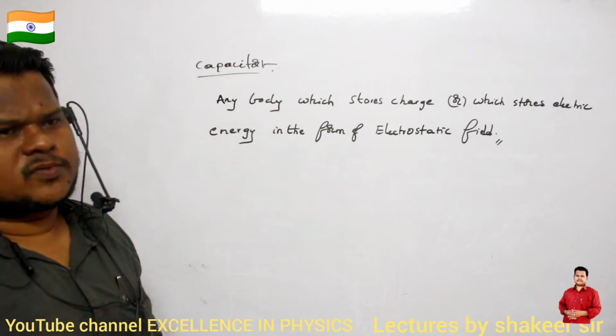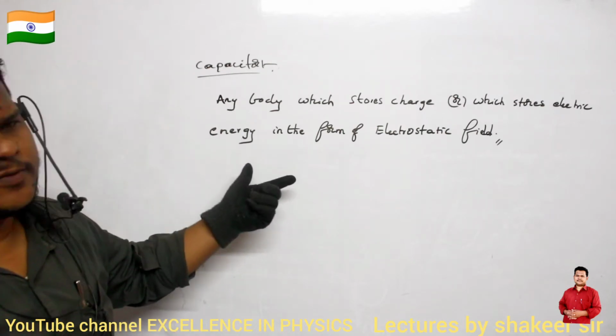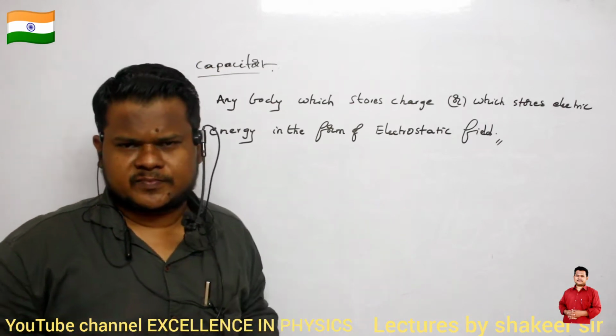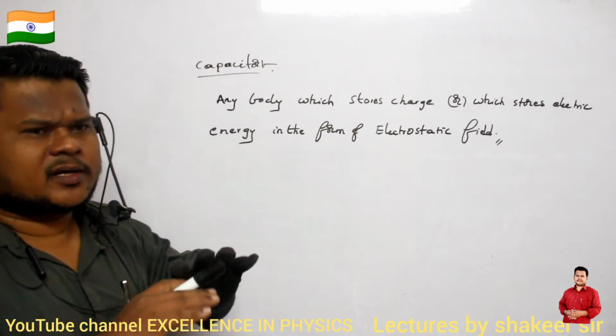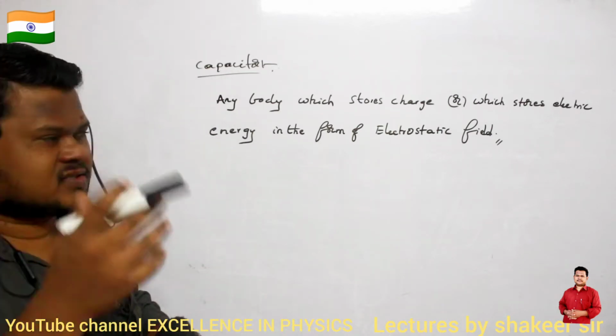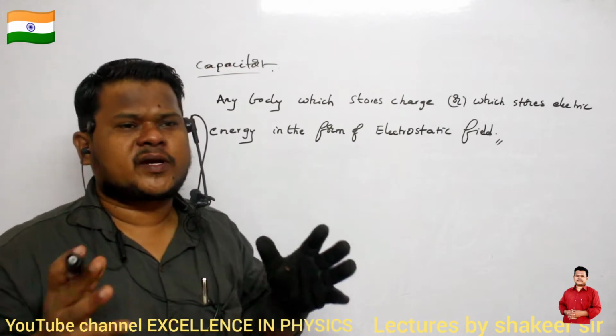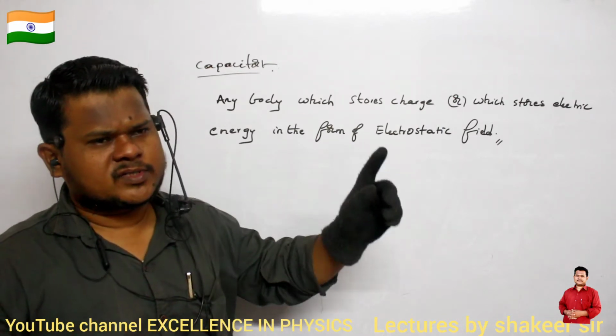So what does a capacitor do basically? It is helpful for storing some amount of charge, and when that charge is stored, an electric field will be developed. The existence of an electric field is an example of the existence of energy. So energy is stored in the form of electrostatic field.